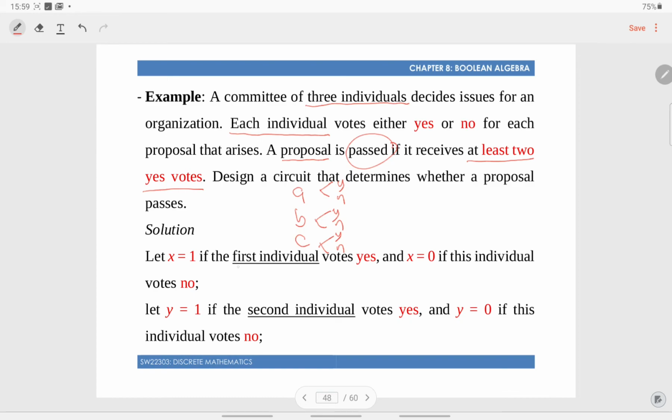Let x be the first individual who votes yes. Okay, sorry, instead of using A, B, C, we can use X, Y, and Z also. So X equals 1 if he says yes, and X equals 0 if he says no. Y equals 1 if yes, Y equals 0 if he says no. Z equals 1 if yes, and equals 0 if Z says no.